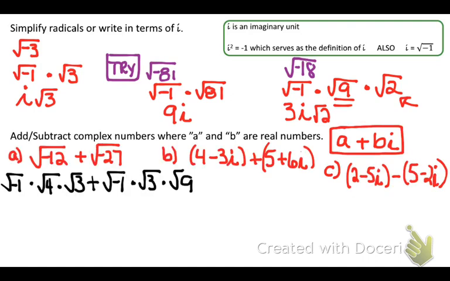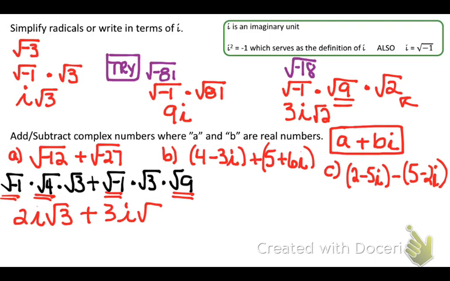Okay, letter A. Given the square root of negative 12 plus the negative square root of 27. So you can see that I already factored. So the square root of negative 1 is going to be i. We can find the square root of 4, so we end up with 2i square root 3 plus, we can find the square root of 9, so we have 3i square root of 3, and we can see our radicals are identical, so now we can just add: 5i square root 3.